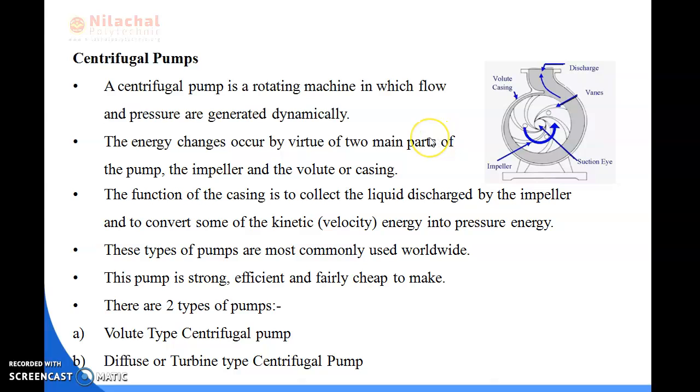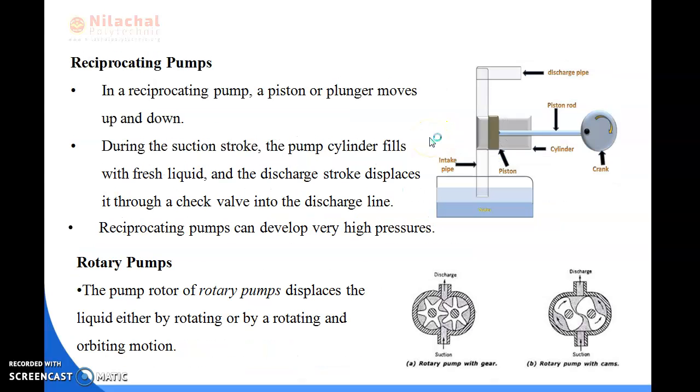Next we will be reading about the reciprocating pump. In a reciprocating pump, a piston or a plunger moves upward and downward. You can see here the images of the reciprocating pump, and here is a piston, and here is a cylinder. The piston is moving upward and downward, that is, moving in the left or right direction. During the suction stroke, the pump cylinder fills with fresh liquid, and the discharge stroke displaces it through a check valve into the discharge line.